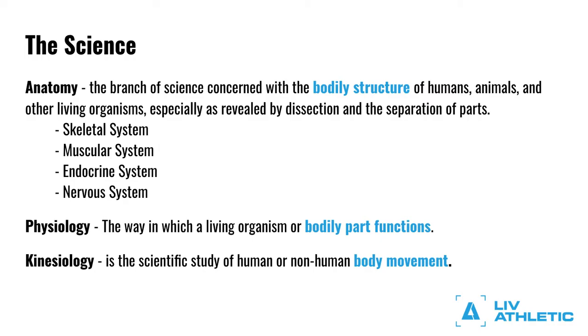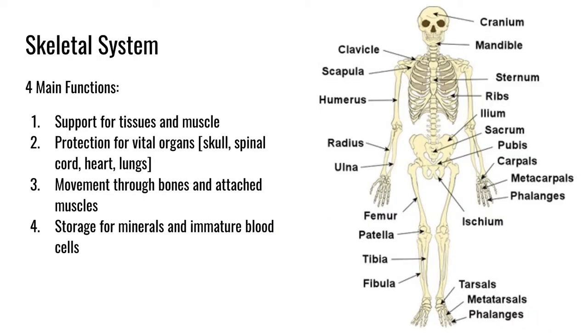So the first one we're going to talk about is the skeletal system. There are four main functions of the skeletal system. The first is just support for our tissues and muscles, so it helps hold everything in place. It's protection for our vital organs.